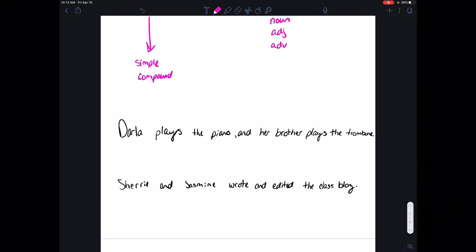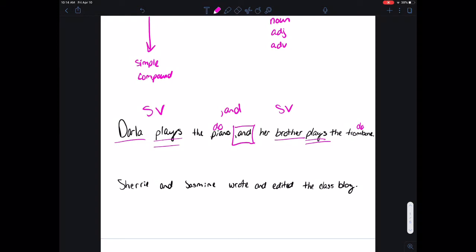All right, so: Darla plays the piano, and her brother plays the trombone. Looking at this sentence, plays is my first verb. Darla is the subject. Darla plays who or what? Piano. I could mark the rest of it, but I don't really need to. Then comma, coordinating conjunction, okay? And then you have plays as your verb, brother is your subject, plays trombone. So the main thing here is we have a subject, a verb, a comma, and a coordinating conjunction, and then we have another subject and verb. This is what we would call a compound sentence. You have two simple sentences joined together, two independent clauses joined together. There's no other clauses in here, no dependent clauses. So it's compound.